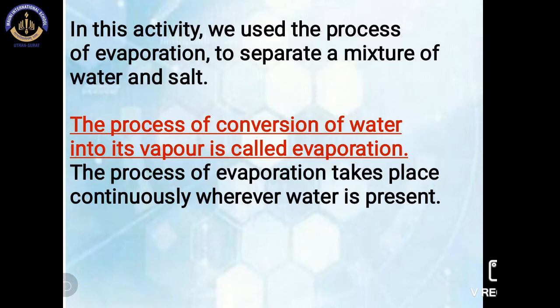Evaporation is the process of conversion of water into its vapor. It means when the water converts into water vapor, this process is called the evaporation process. The process of evaporation takes place continuously wherever water is present. This process is done by itself because of the presence of the sun. Because of the sunlight, evaporation is continuously done. Wherever water is present, evaporation takes place. And because of the evaporation process, our clothes are also dried.